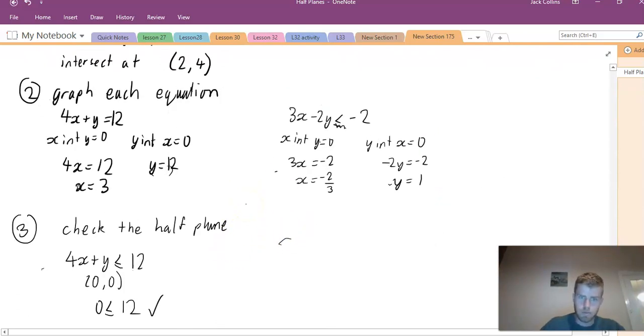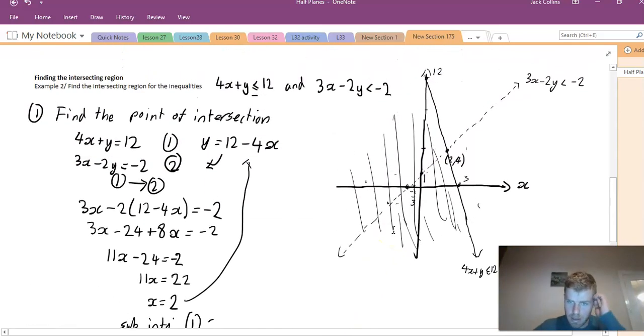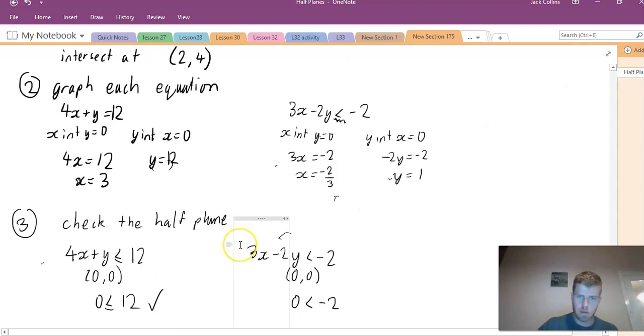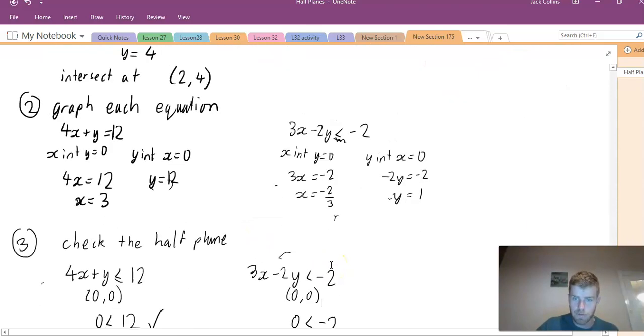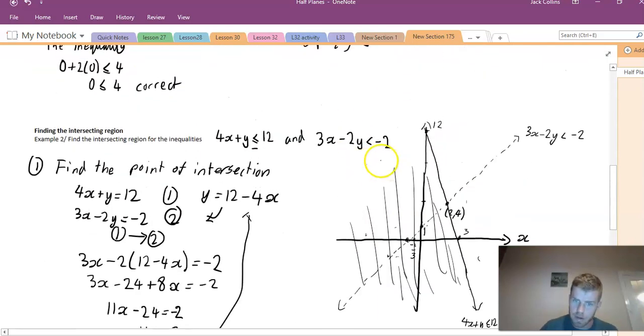So the next one would be checking 3x minus 2y less than negative 2. Once again, substituting in point 0, 0 to see if it works. We have 0 is less than negative 2. So we can see that 0, 0 does not fit the equation because 0 is actually greater than negative 2, which means that for the second equation, this region here meets the equation.